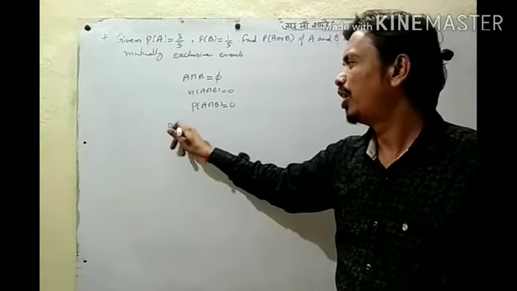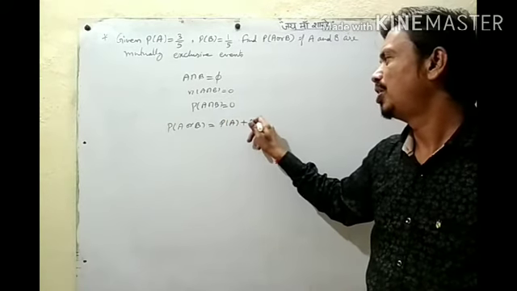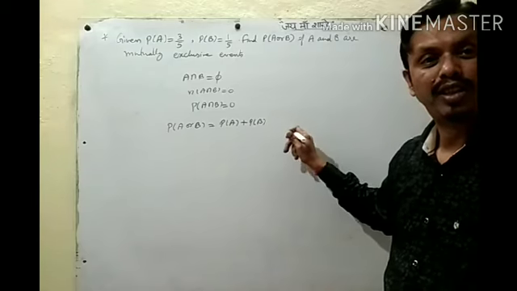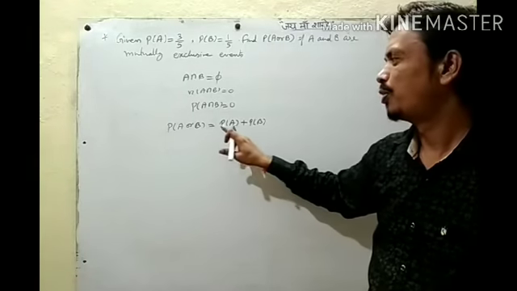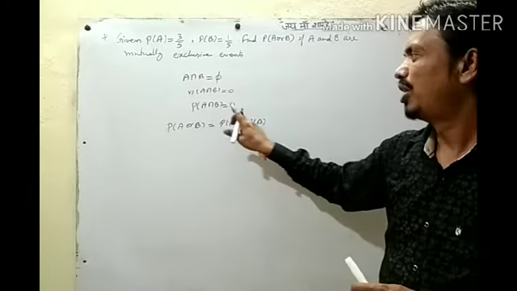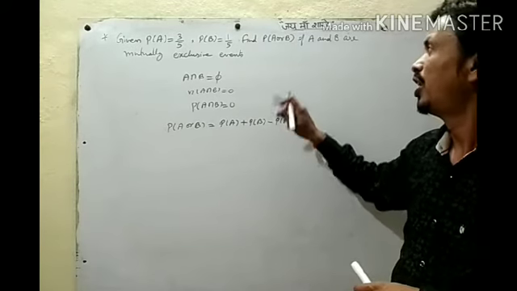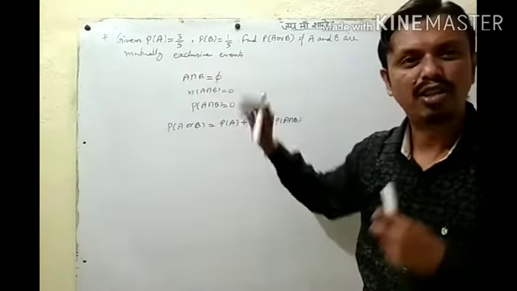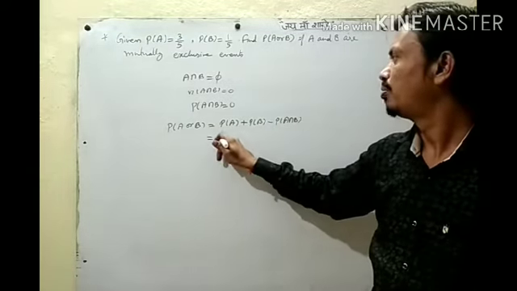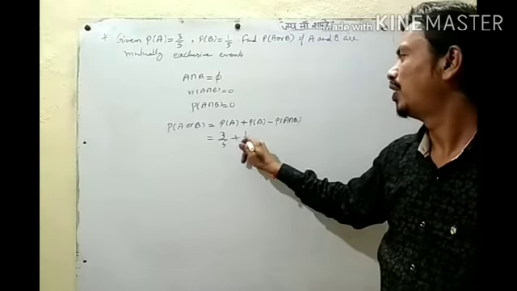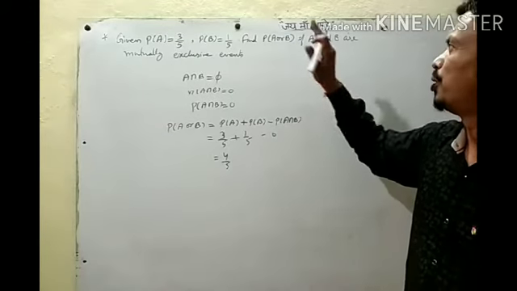Now P of A or B, we know that P of A plus P of B minus P of A and B. So since A and B are mutually exclusive events, our formula can be P of A or B equal to P of A plus P of B, because this will be 0. If it is given A and B mutually exclusive events, our formula can be P of A or B equal to P of A plus P of B only. So it is now 3 by 5 plus 1 by 5 minus 0. So it is 4 upon 5 is the value of P of A or B if A and B are mutually exclusive events.